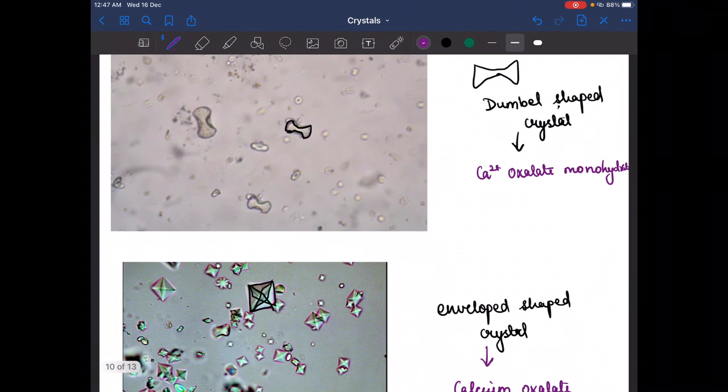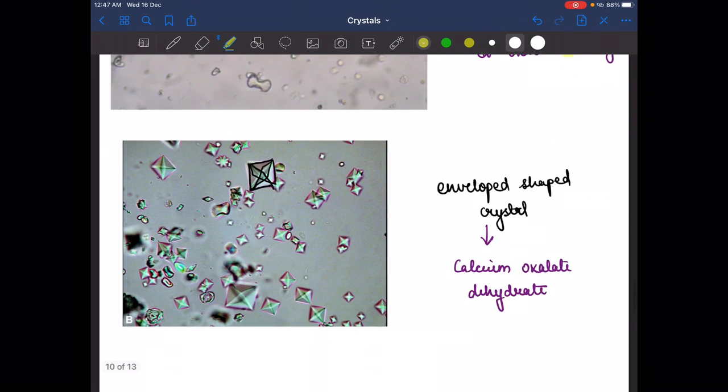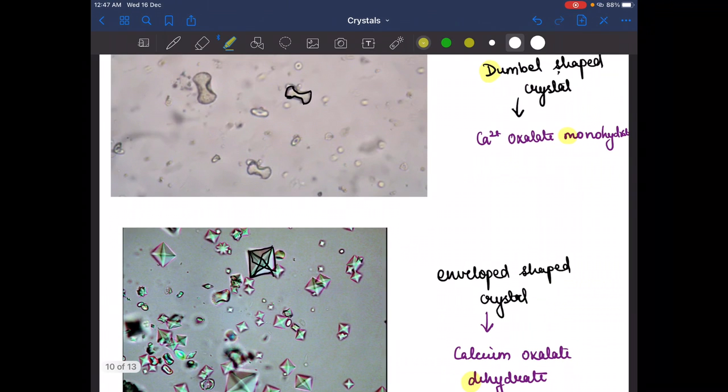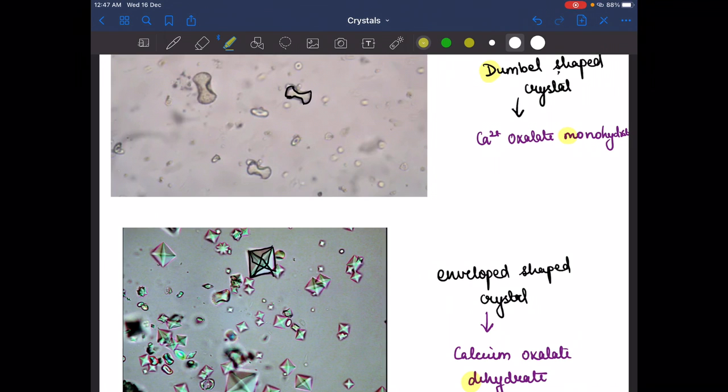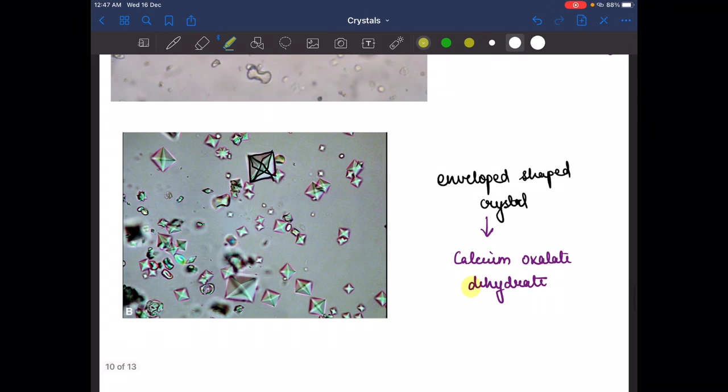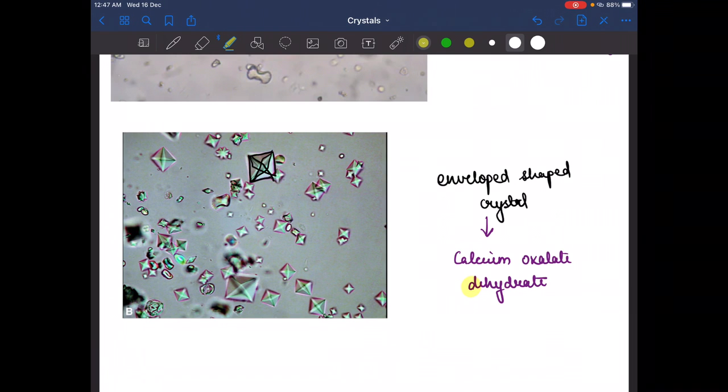So D for dumbbell, but D is not for dihydrate. D for dumbbell is monohydrate, and here it is dihydrate. So in calcium oxalate dihydrate we can see envelope shaped crystals, and in calcium oxalate monohydrate we can see dumbbell shaped crystals. So if we learn by their shape, we can easily memorize their composition. Dumbbell shaped crystal, calcium oxalate monohydrate. Envelope shaped crystal, calcium oxalate dihydrate.